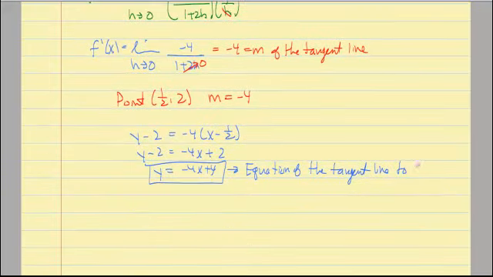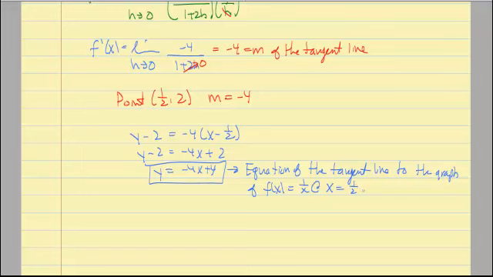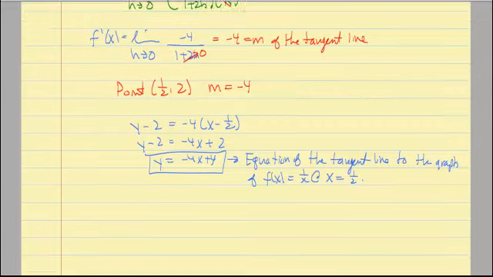I guess we should fill in the rest. Equation of the tangent line to the graph of f of x equals 1 over x at x equals 1/2. So the fractions there got a little bit hairy, but it was easy to keep track of once you remembered the layering effect and how we had to work with those.